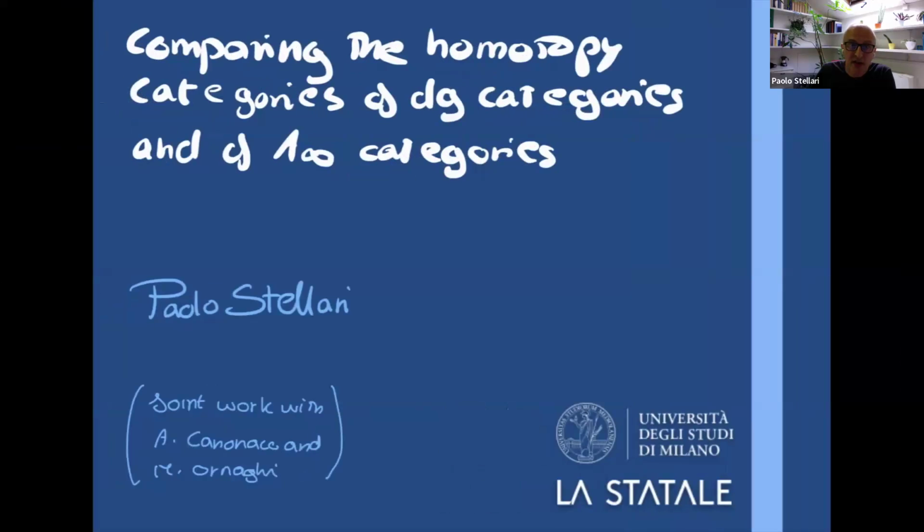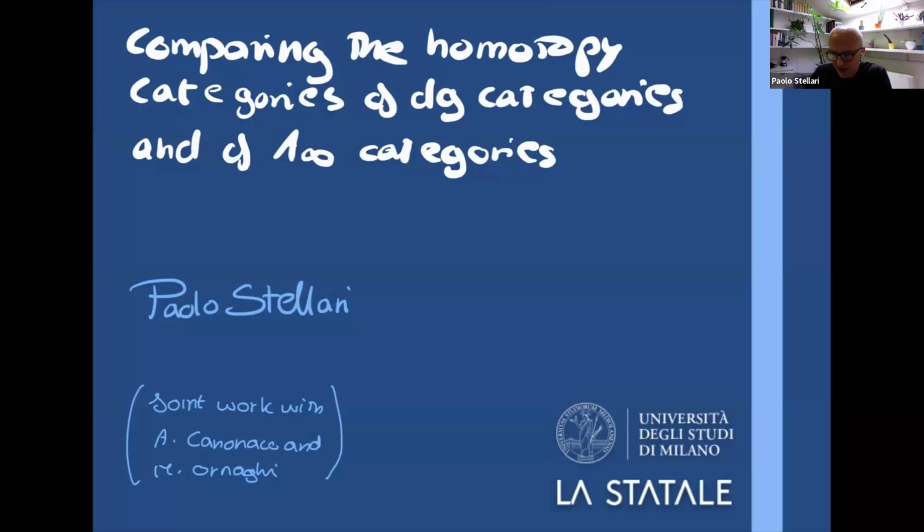So essentially the exposition of today will be about some recent joint work with Alberto Canonaco and Ornaghi. Mattia is also in the audience. And it's essentially a way to revisit some old work of the three of us, which was previously about the comparison between the homotopy category of dg categories and the one of infinity categories over a field.